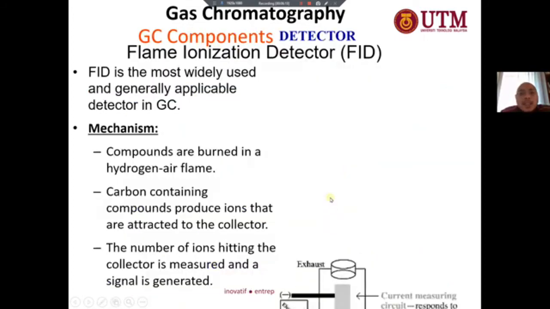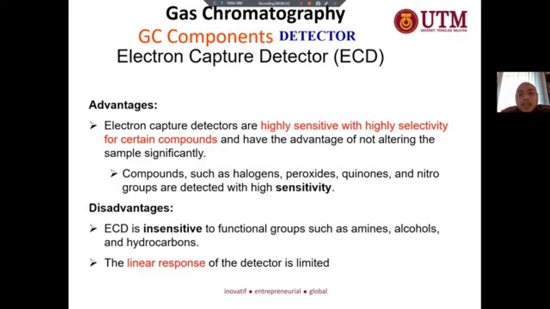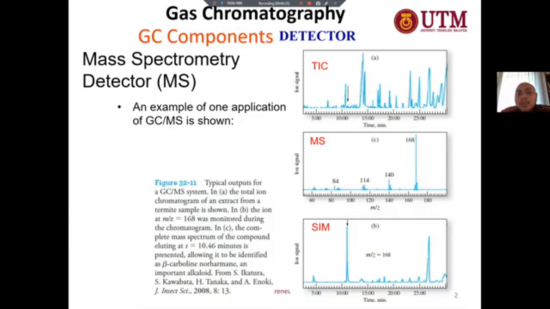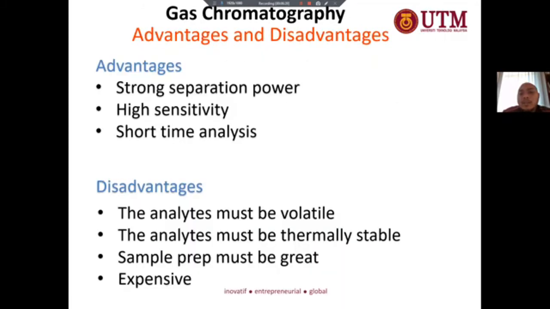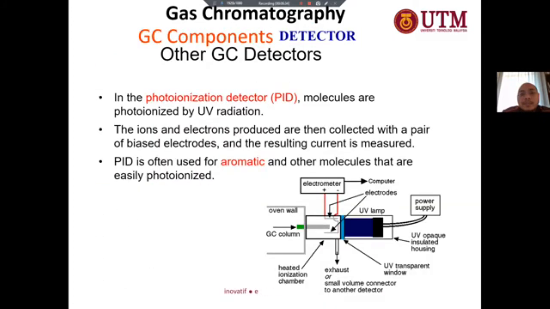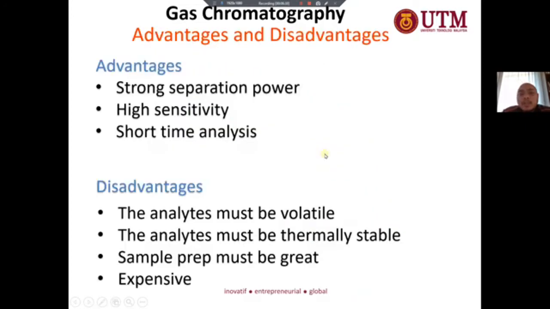So basically, the other thing that you can read, I don't think that I should ask during the examination because it's not actually in your syllabus. For the detectors, the mechanism of detectors I will not discuss in detail.